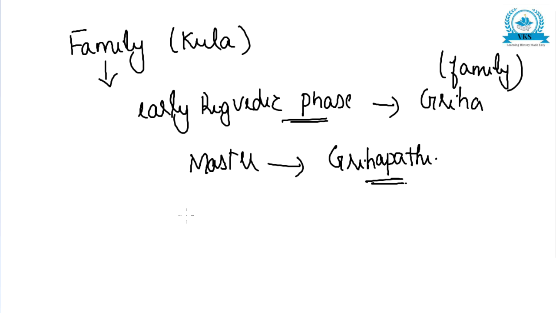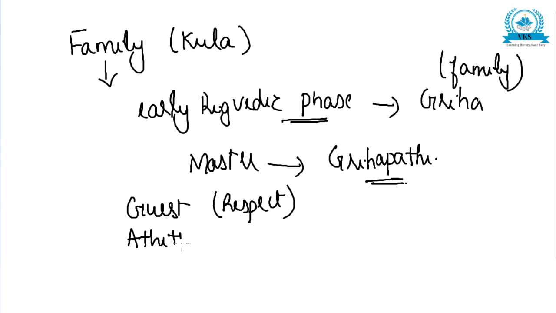Great affection and respect were generally shown towards guests. So guests were treated with great respect, and a guest was called Athithi. So this was about the social institution during the Rigvedic or early Vedic period. Now let us go through the points which we have studied till now.